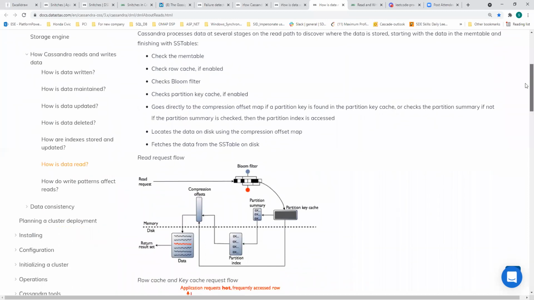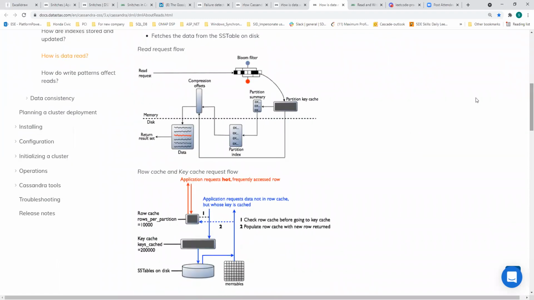So now, first you check the memtables, then it says you check the row cache if enabled. There is one thing they call the row cache. That will hold the hot information, hot keys, or very frequently accessed keys. If you enable this row cache, it will be stored there. So when your request comes in, this is what the row cache is here.